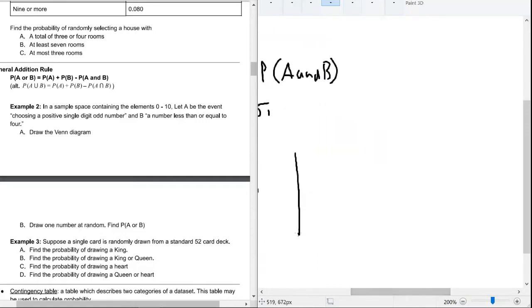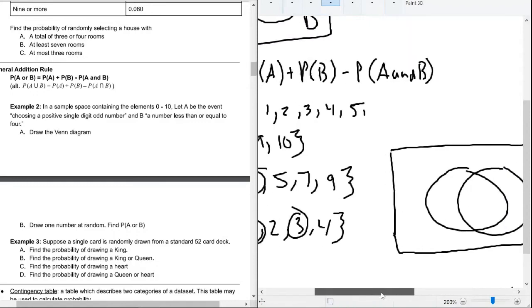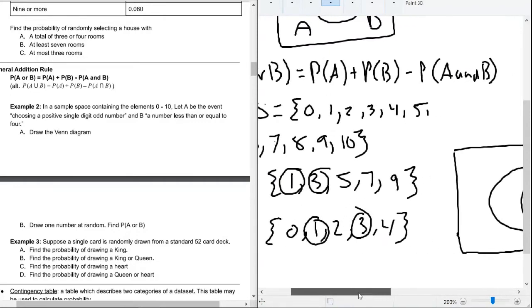So we draw a Venn diagram here. The two events will overlap. The overlapping outcomes we determined were 1 and 3. Is that right? Let's double check. Yes, 1 and 3 were the overlapping outcomes.